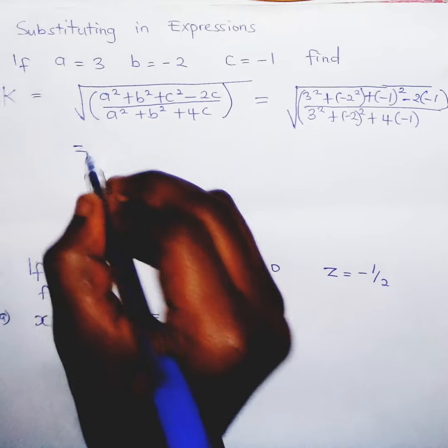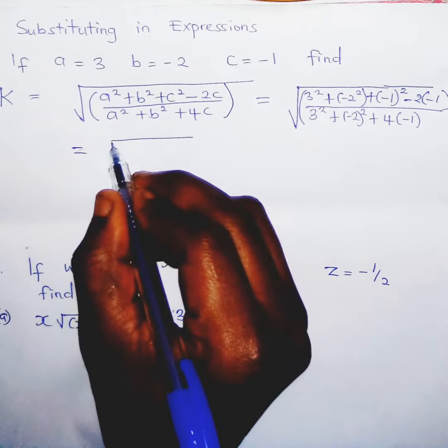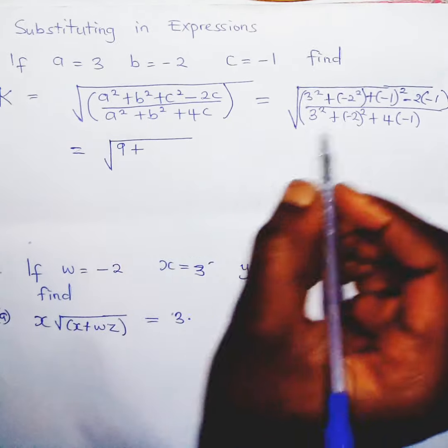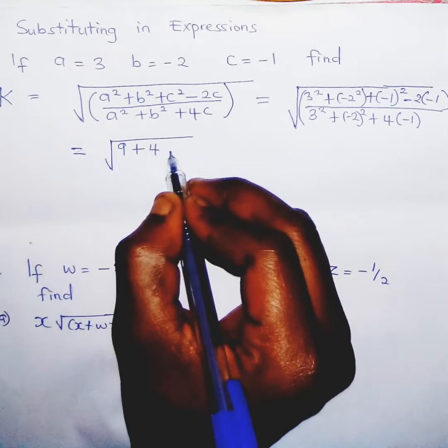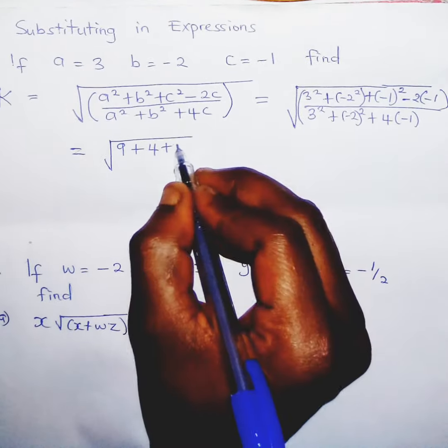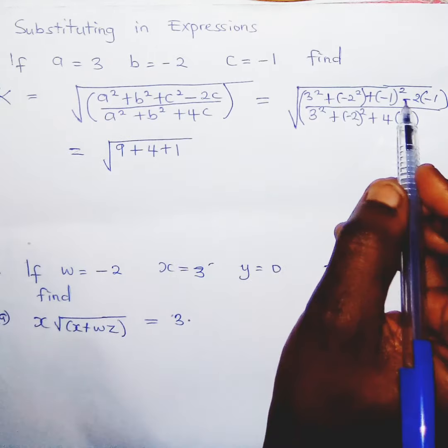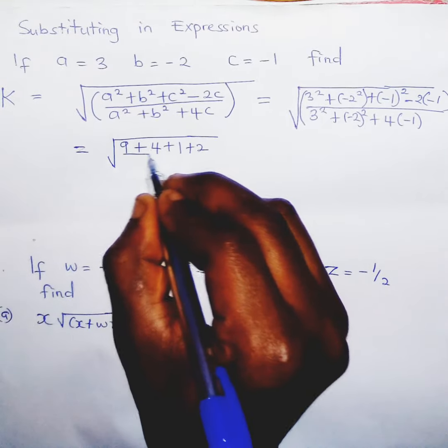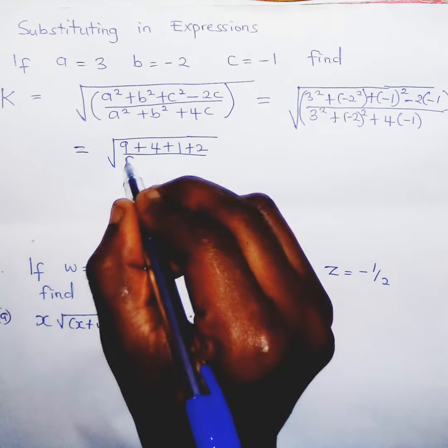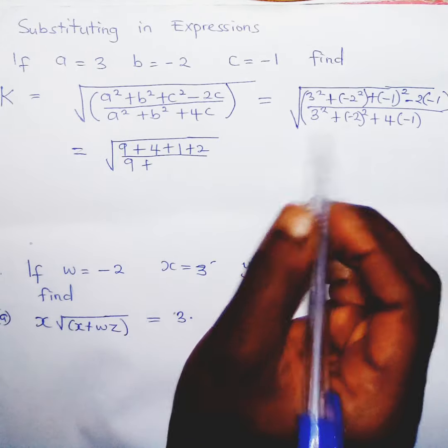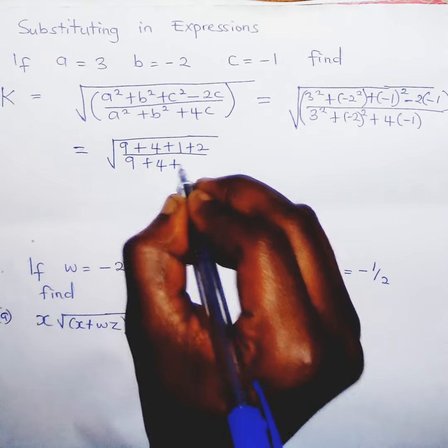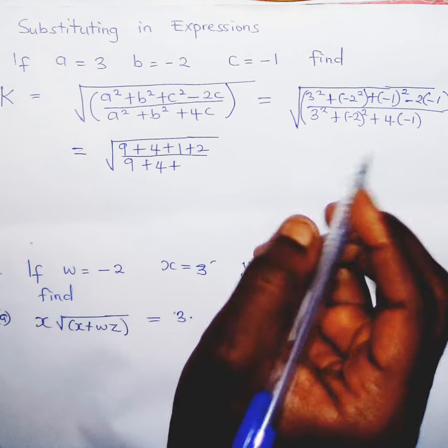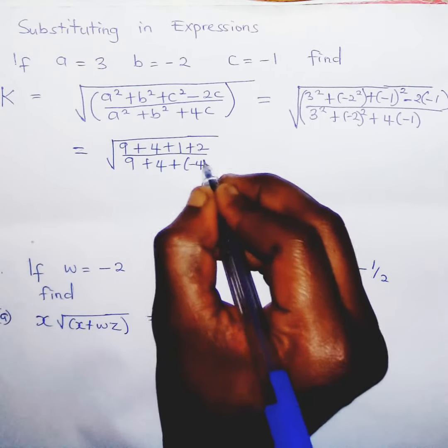So when we bring it down, we are going to get square root of 3 square is 9 plus minus 2 square is 4 plus minus 1 square is 1. Now minus 2 times minus 1 will give us a plus 2. All this divided by 3 square is 9 plus minus 2 square is 4 plus, now we have 4 times minus 1, and 4 times minus 1 is going to give us a minus 4.